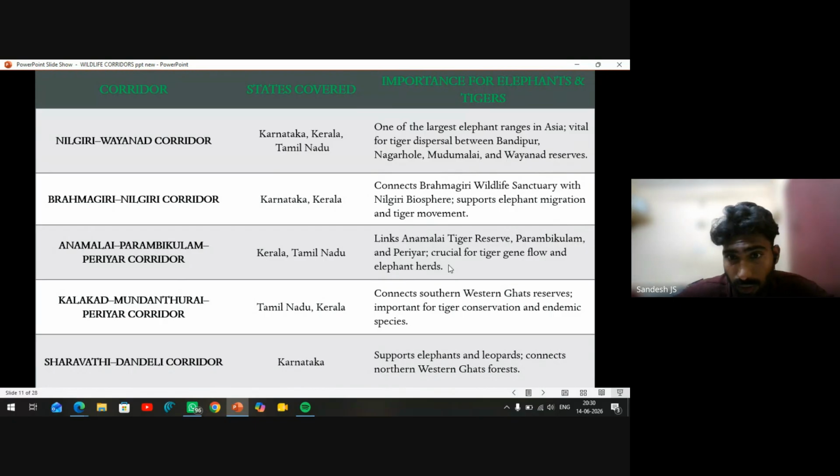The Brahmagiri-Nilgiri corridor connects Brahmagiri Wildlife Sanctuary with the Nilgiri Biosphere and supports elephant and tiger movements. The Annamalai-Parambikulam-Periyar corridor in Kerala and Tamil Nadu links Annamalai Tiger Reserve with Parambikulam and Periyar, also for tiger and elephant migration. The Talakkad-Mundanthurai-Periyar corridor, an important corridor in the Western Ghats, facilitates mostly tiger movements. The southern Western Ghats are important for tiger conservation and endemic species. The Sharavathi-Dandeli corridor supports elephants and leopards in the northwestern Ghats forest in Karnataka.